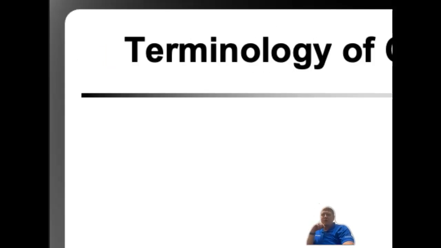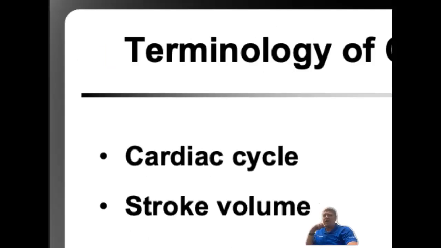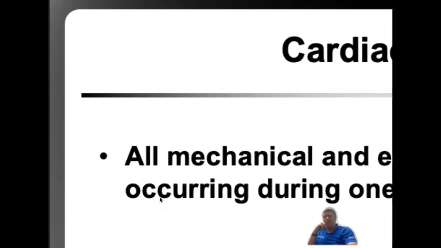All right, so some terminology of cardiac function. You have the cycle, stroke volume, ejection fraction, and cardiac output, or Q. That Q is kind of what they use for that. That's just the term that they're going to have on there. So all mechanical and electrical events occur during one heartbeat.